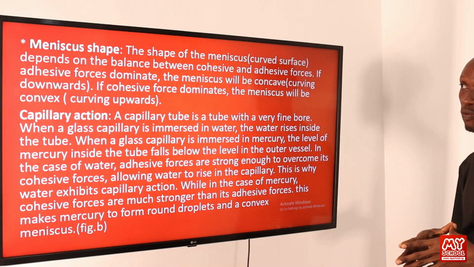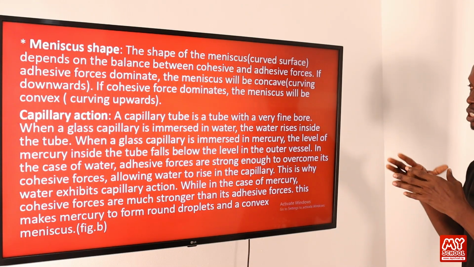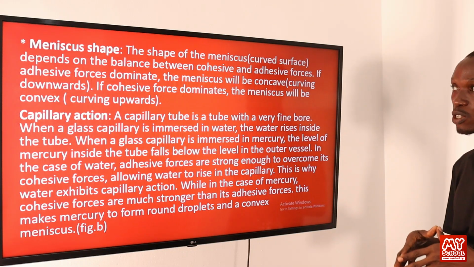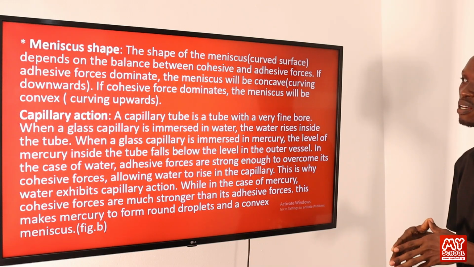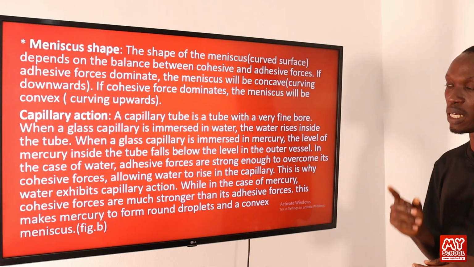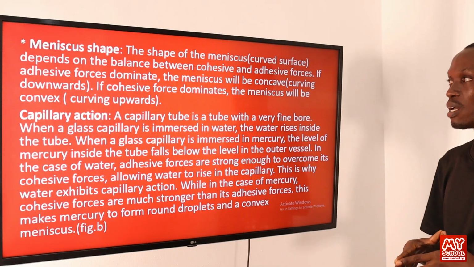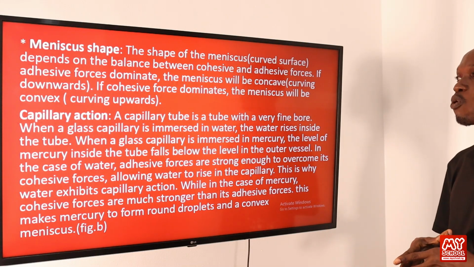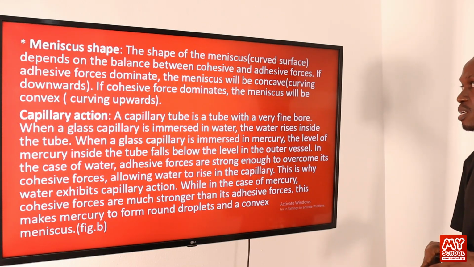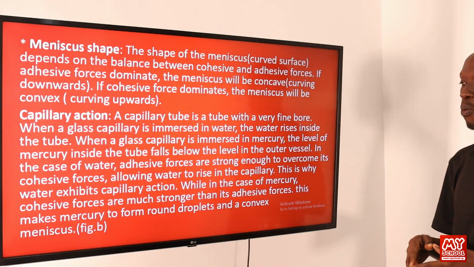Then also take note of the meniscus shape. The shape of the meniscus, which is the curved surface, depends on the balance between cohesive and adhesive forces. If adhesive forces dominate, take note of that, the meniscus will be concave, curving downward. If cohesive forces dominate, the meniscus will be convex, curving upward.